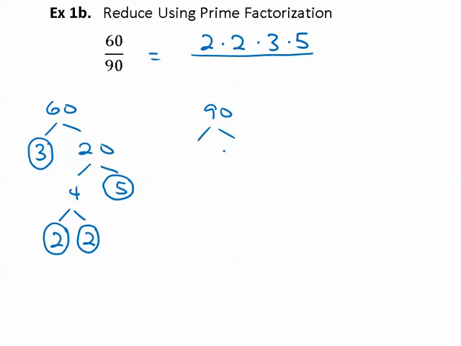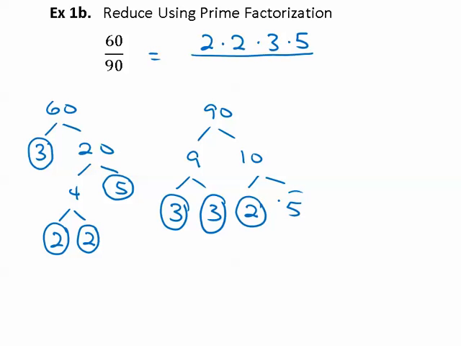What about 90? Well, again, it doesn't matter how you break it down. It just has to be true when you do so. So 9 times 10 is 90. But then I can break down 9 into 3 times 3. Well, 3 is a prime number. Neither one of those can be broken down any further. What about 10? It breaks down into 2 times 5. Once again, the 2 and the 5 are prime. So I'm done. None of these numbers can be broken down any further. Putting them in order, I have 2 times 3 times 3 times 5.